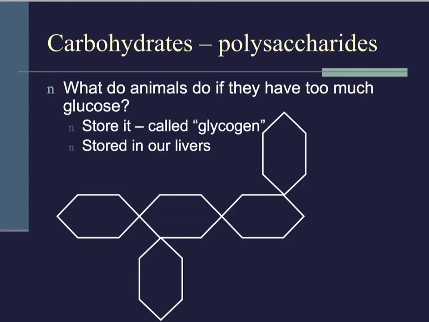If there is an excess of these polysaccharides or complex sugars, animals will store them as glycogen. Oftentimes this glycogen will get stored in our livers. Sometimes these large complex sugars can also get stored as fat as well.